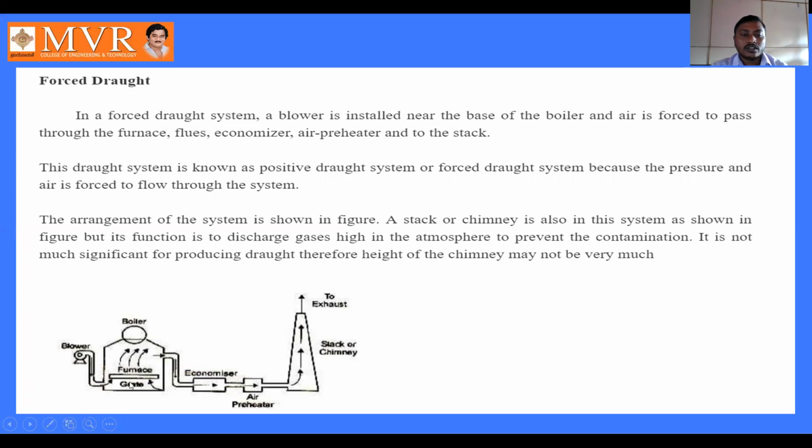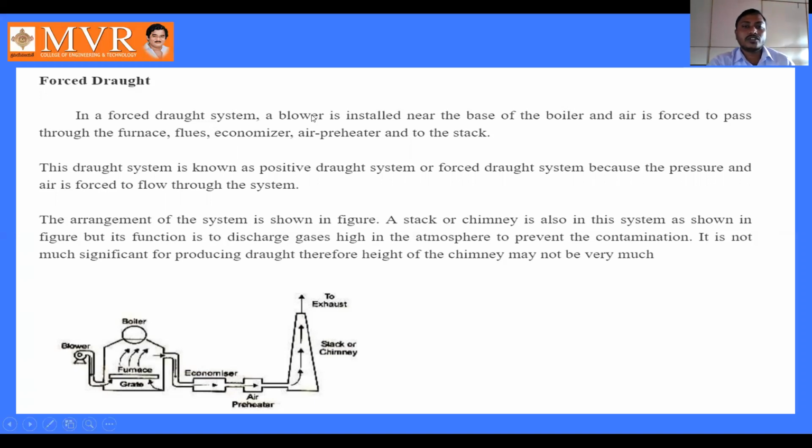This is the boiler. This is the grate. Upon the grate, we do the combustion process. After combustion takes place, hot gases are produced. These hot gases enter the economizer, then transfer into the air preheater, and from the air preheater into the chimney, and from the chimney the hot gases are released to the atmosphere. Forced draft means we are forcing the hot gases by using this blower fan.